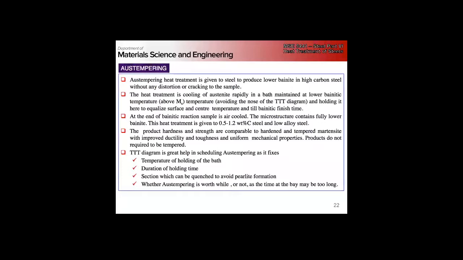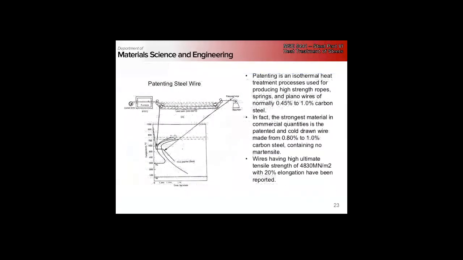So then another important heat treatment that doesn't involve martensite is what's called patenting. And this is actually the way of making the highest strength commercial steel, right? And it's used for cold drawn wire, so piano wire, springs, braided steel rope, right? This typically goes through this patenting process.